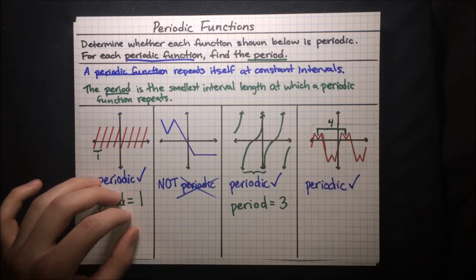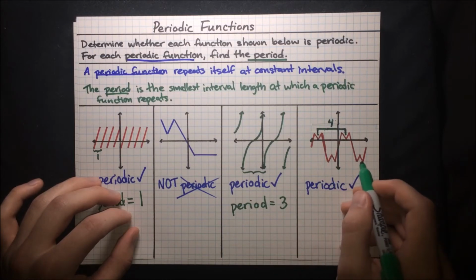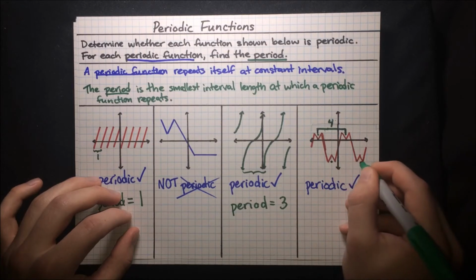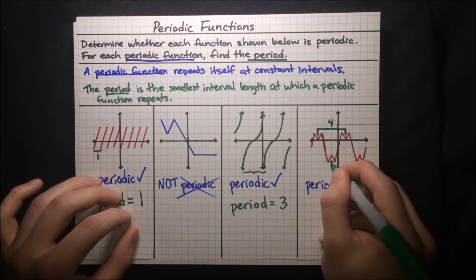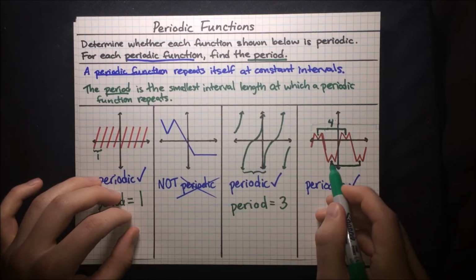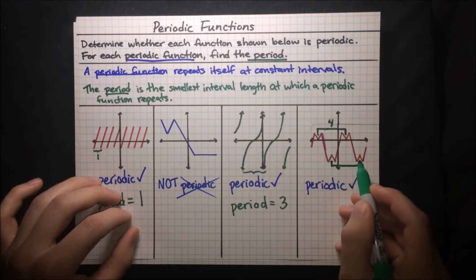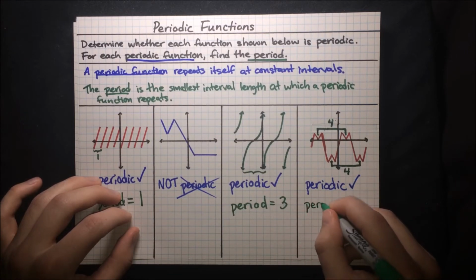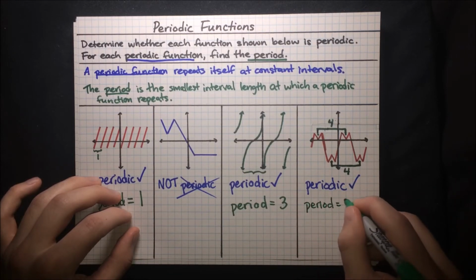So that's 4 there. Or we could do the same thing with the jagged downs. We could go from the middle of the jagged down to the next middle of the jagged down. We should get the same result. Let's do it just to make absolutely sure. Go from middle to middle. Now let's count. There's 1, 2, 3, 4. So there we go. We can be sure that the period is 4.